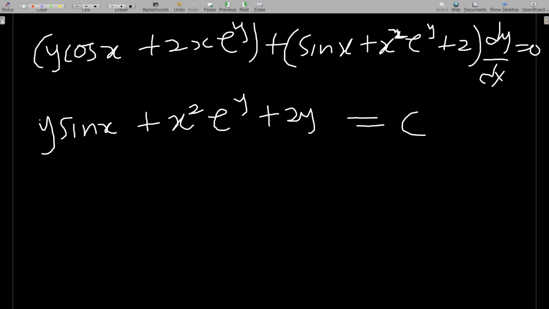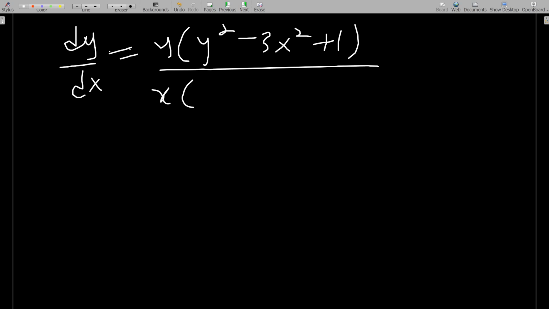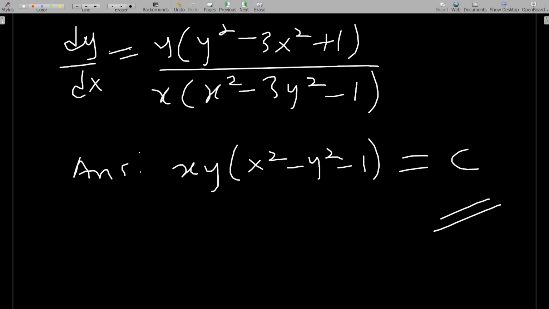So now this one, I have a third one which says that dy dx should be equal to y into y squared minus 3x squared plus 1 over x into x squared minus 3y squared minus 1. And you are supposed to solve this. The answer is giving us xy into x squared minus y squared minus 1 equals c. This is a general solution. So can you go through them?